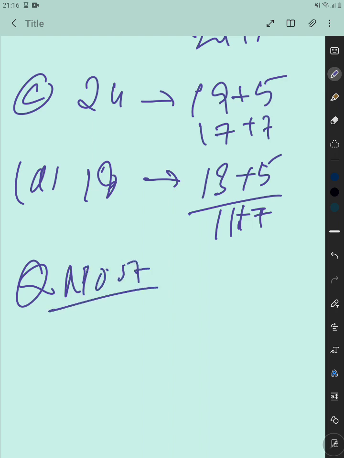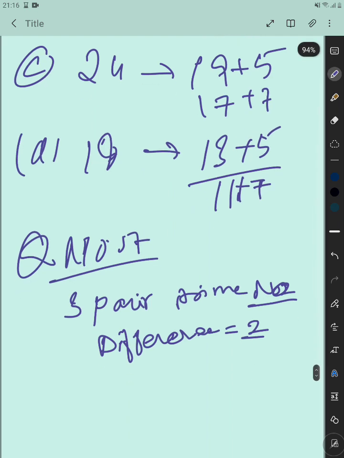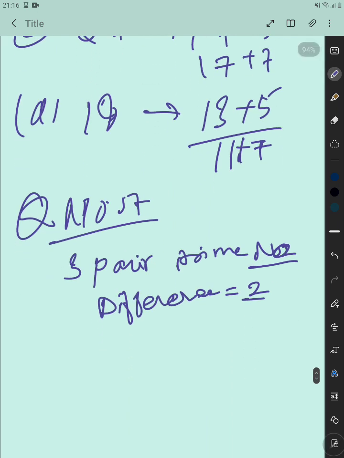Fine. Question number 7 is: give 3 pairs of prime numbers whose difference is 2. Okay, 3 pairs of prime numbers whose difference is equal to 2. We can have many such numbers, but we'll take 3 only. For example, you take 5 and 3.